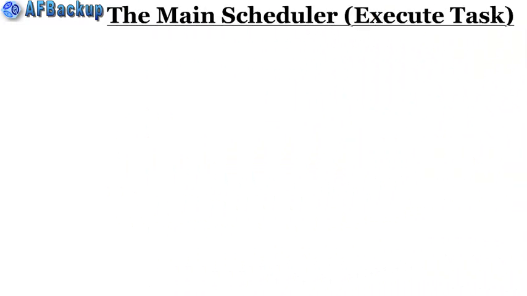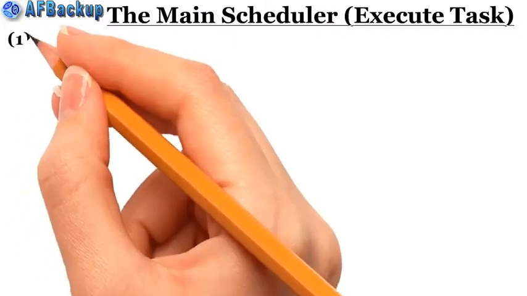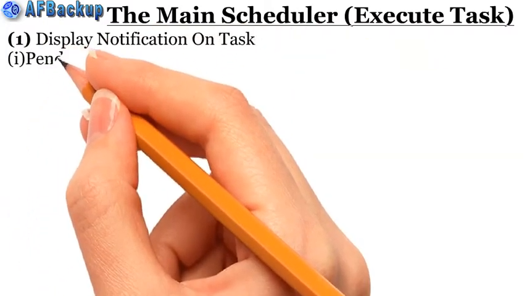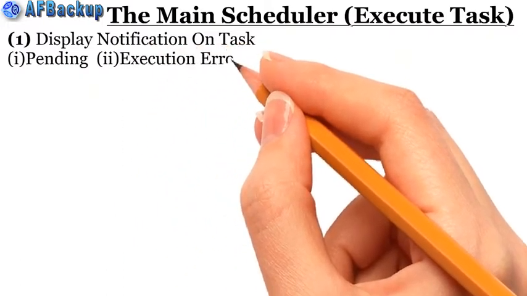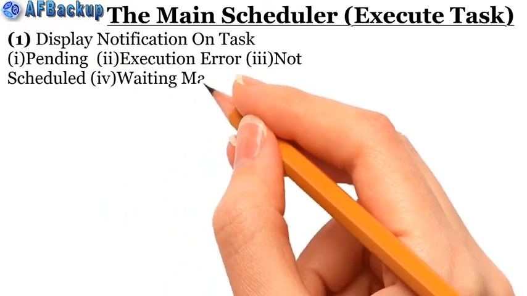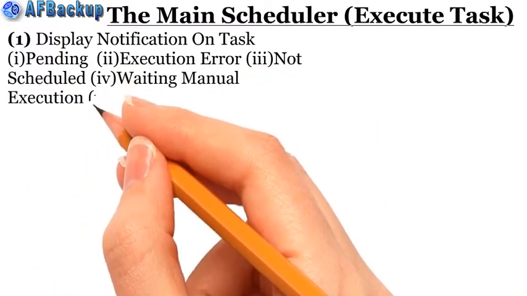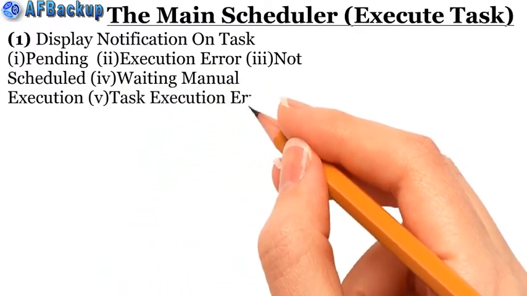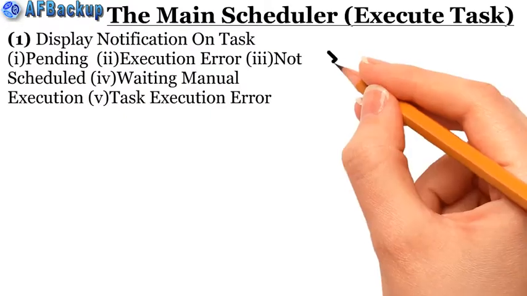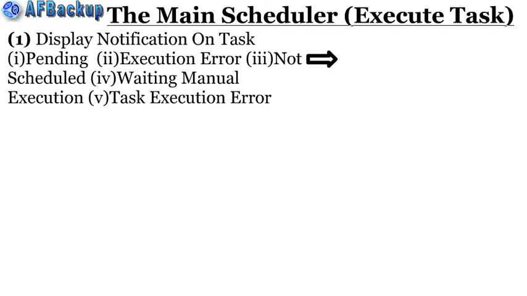Before execution of a task starts, a pop-up notification is displayed, showing scheduler start time, followed by other notifications on total tasks at various stages, for example, pending tasks, tasks with execution error, tasks not scheduled, and tasks waiting manual execution. The frequency at which the notifications will be displayed depends on the value of the parameter setting against them, in days, hours, minutes.